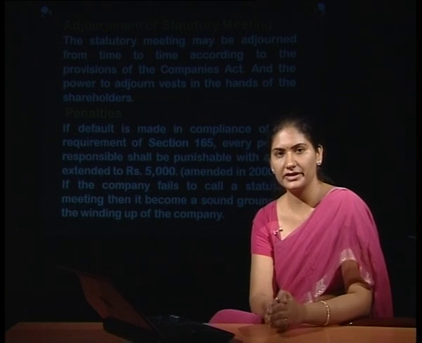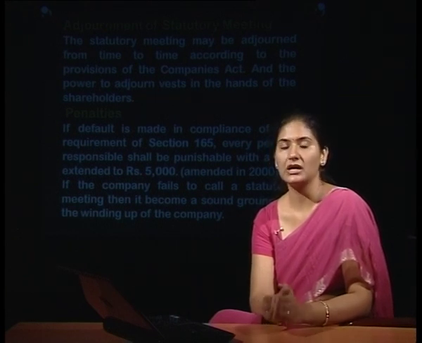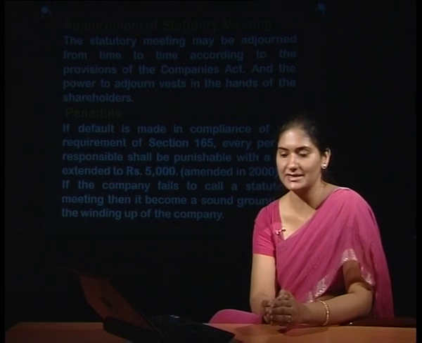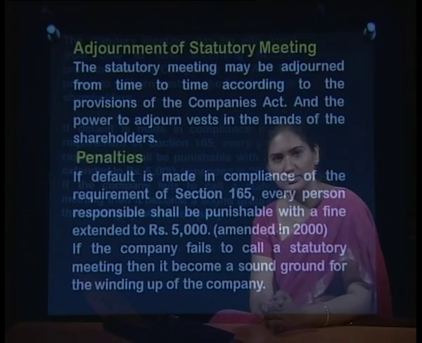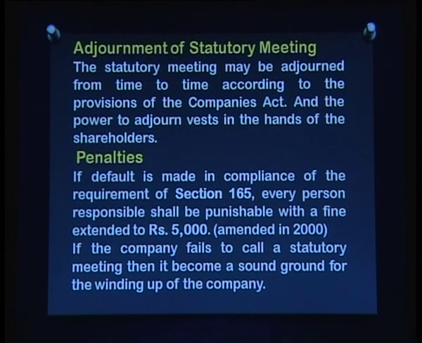Now, what will happen if the statutory meeting is not held according to the provisions of section 165? If a default is made in compliance with the requirement of section 165, every person responsible shall be punishable with a fine extending to rupees 5,000. If the company fails to call a statutory meeting, then it becomes a sound ground for the winding up of the company, and such a ground can be maintained by the ROC, and the winding up procedures would follow.